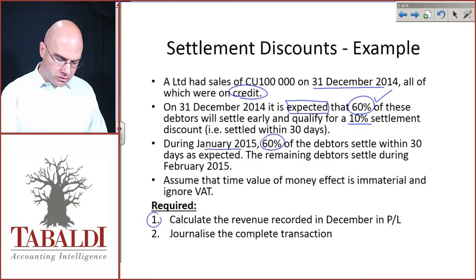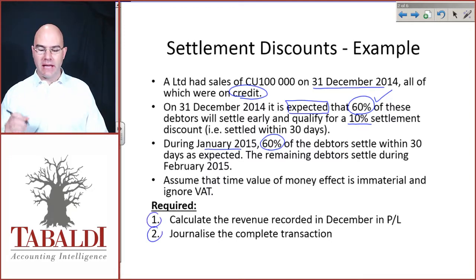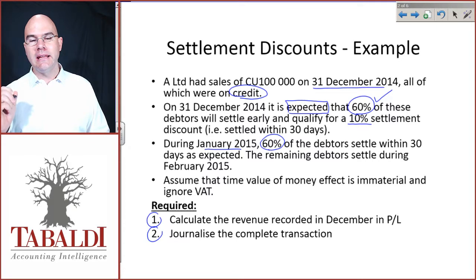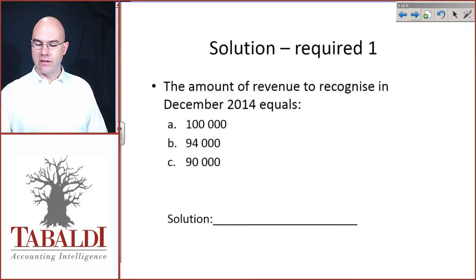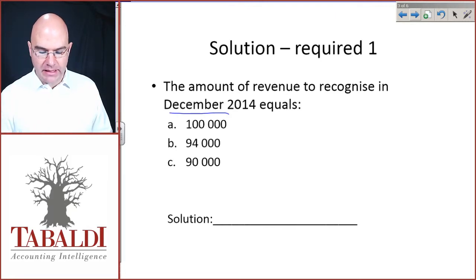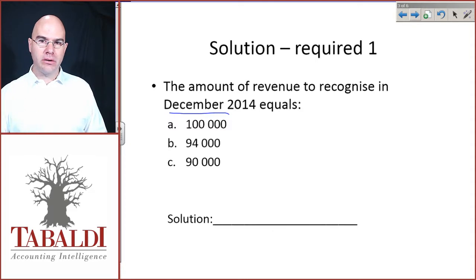Two requireds I want you to do. First of all, we're going to calculate the revenue recorded in December in profit or loss, and then we will ask you to journalize the complete set of transactions. So let's go. First one, the amount of revenue to recognize in December 2014 equals which of these three figures? Please do the calculation, push pause, and write down your solution.